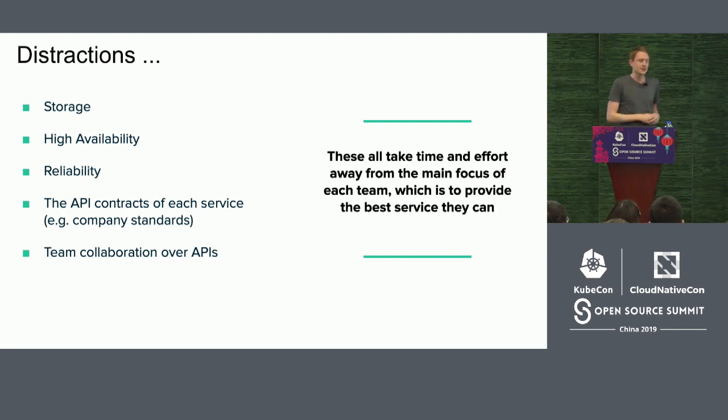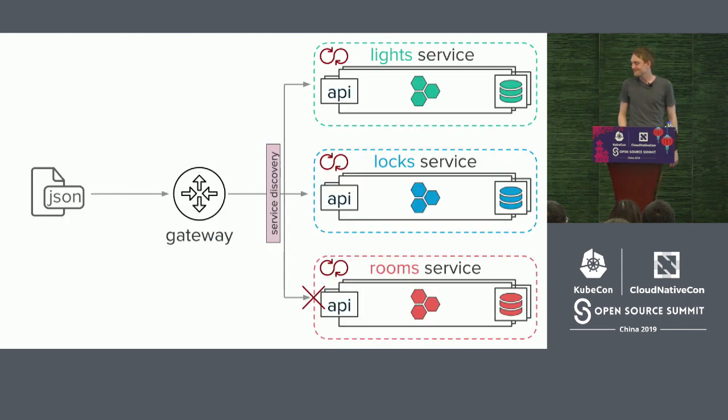So there's a lot of distractions. Each team has to think about their storage, the backing databases, and all of the operational overheads that come with that: the high availability, the reliability, the API contracts between all of the services. All of this is just taking time and effort away from the main focus of each team, which is developing the best service that they possibly can. And so maybe there's a better way.